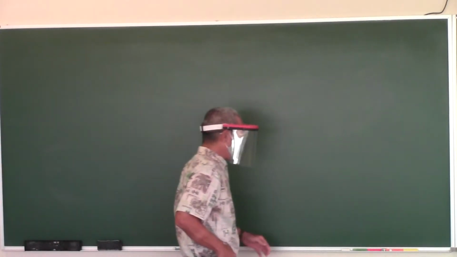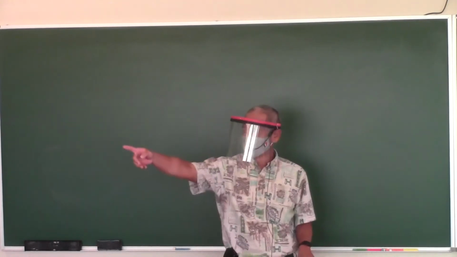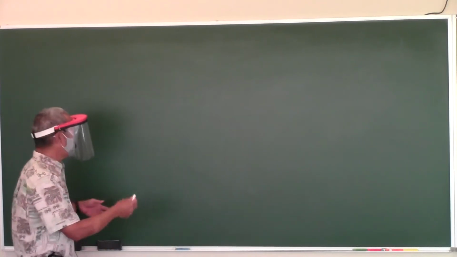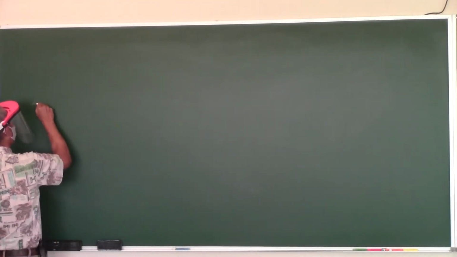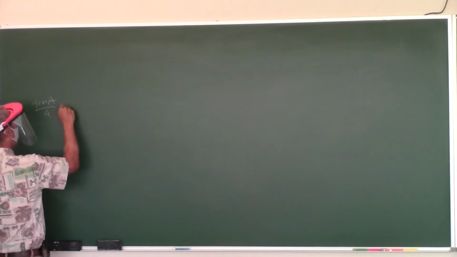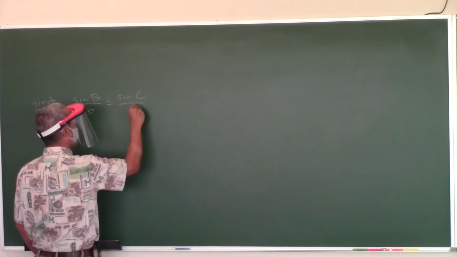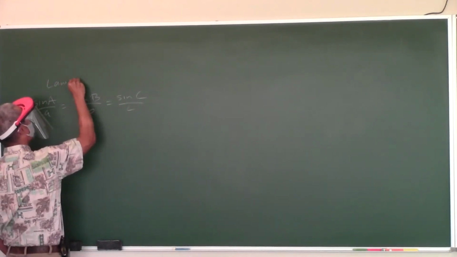All right, so what happens if you don't have a right triangle? Then you use the law of sines and the law of cosines. And how do you know when to use each one? Well, it tells you right there. So, first of all, what is the law of sines? You guys remember? Sine A over A equals sine B over B equals sine C over C. This is the law of sines.